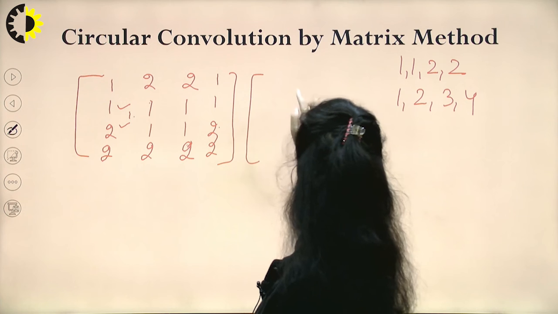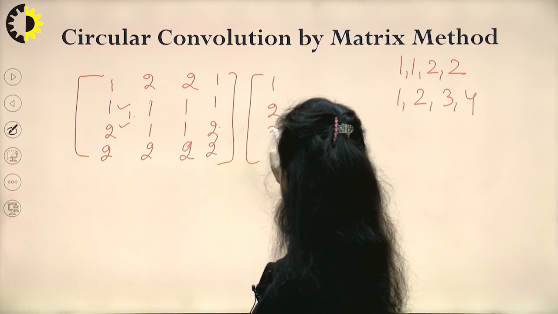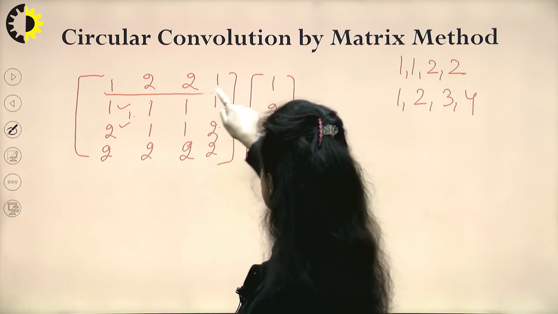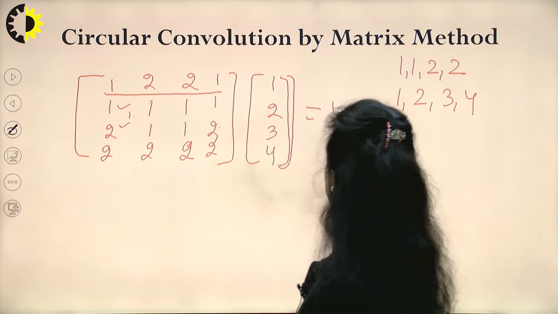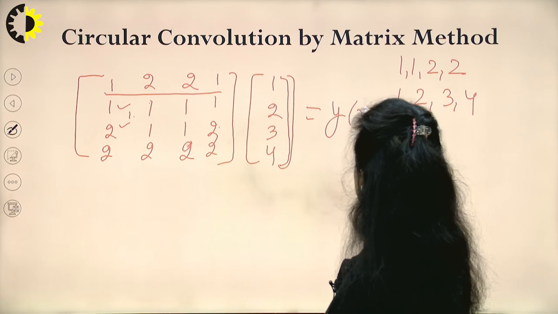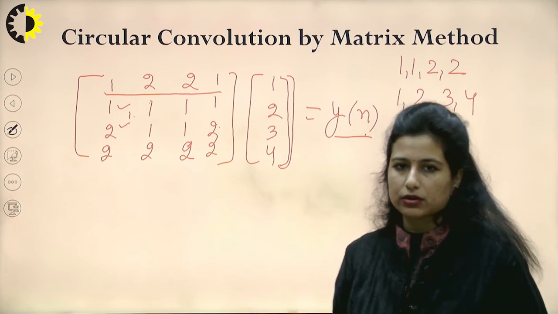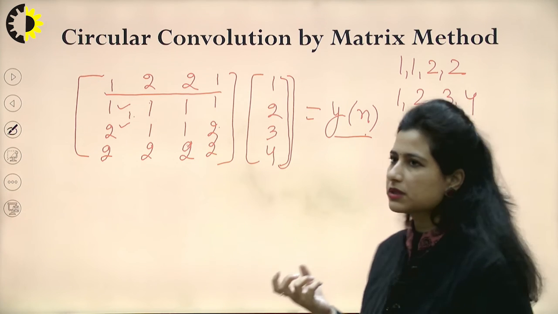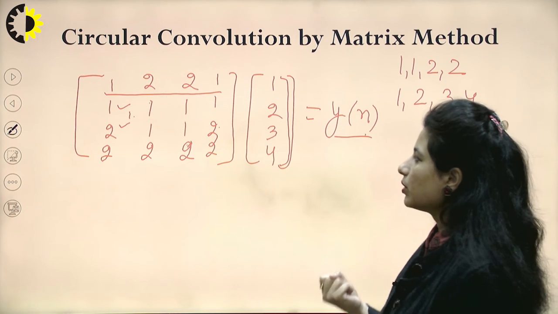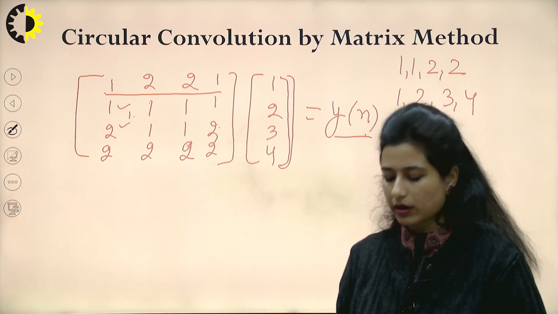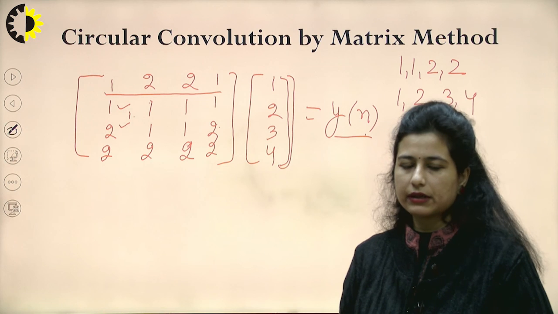And this H is my 1, 2, 3 and 4. When I perform the matrix multiplication row and column wise, I would get my yn. So this is how I solve the convolution using the matrix method. So either it is specified how to solve the circular convolution, or depending upon the ease or comfort, I can solve it using matrix method, Stockham method or by graphical method.